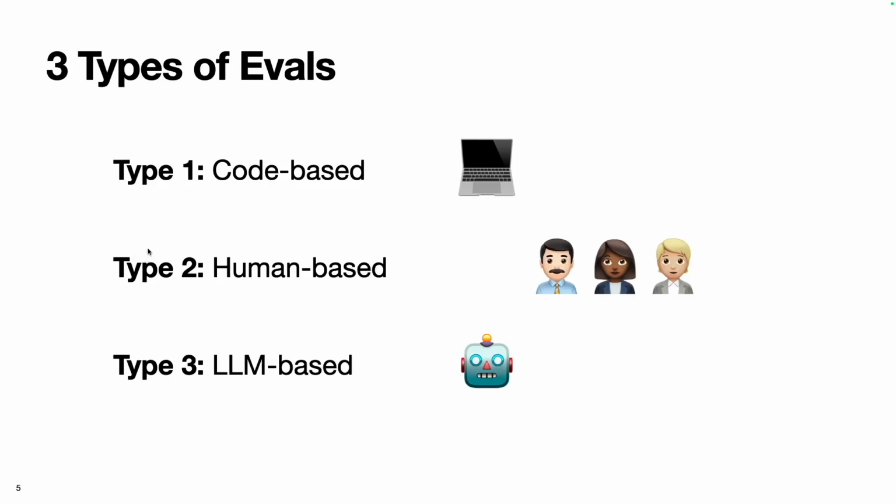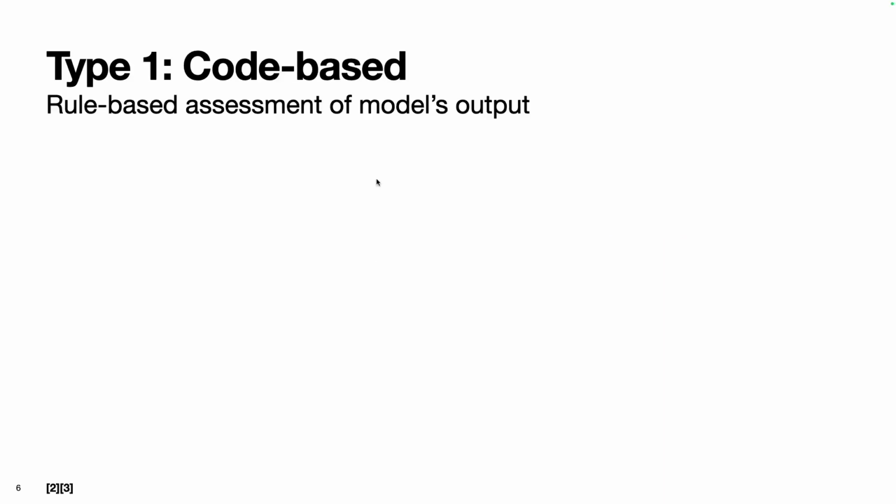The three types I'm going to talk about are code-based evals, human-based evals, and LLM-based evals. So starting with the code-based ones, these are simply rule-based assessments of a model's output. Often these are the easiest evals to both implement and interpret.